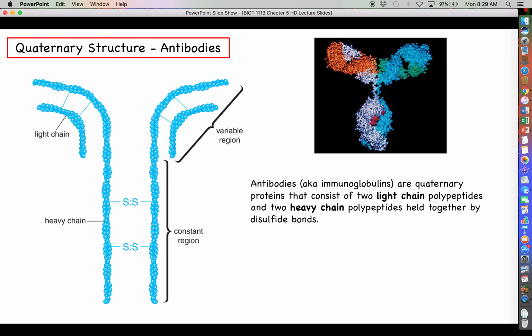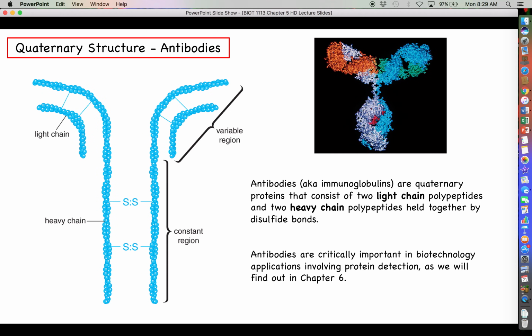A good example of this is what we see in types of protein complexes called antibodies. Antibodies, or immunoglobulins as they are also known, are quaternary proteins that consist of a total of 4 different individual polypeptide proteins, 2 light chain polypeptides and 2 heavy chain polypeptides. We can see here that these heavy and light chains are held together by disulfide bonds, so you can actually see the sulfur atoms that are joined together here. So in this particular immunoglobulin, we have a total of 6 different disulfide bonds that are holding the whole thing together.